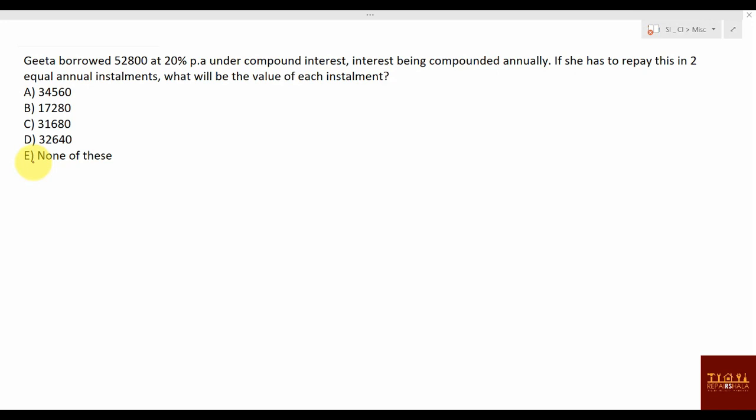It will be looped. Geeta borrowed 52800 at 20% rate of interest under compound interest, interest being compounded annually. She has to repay this in 2 equal installments. What will be the value of each installment? 20% is given, which means I can say it will be 1 by 5.